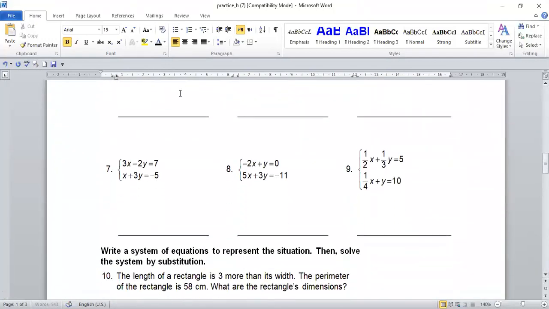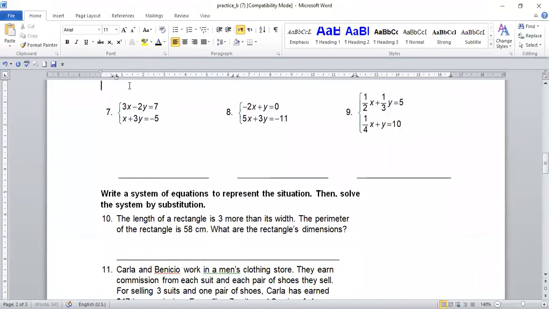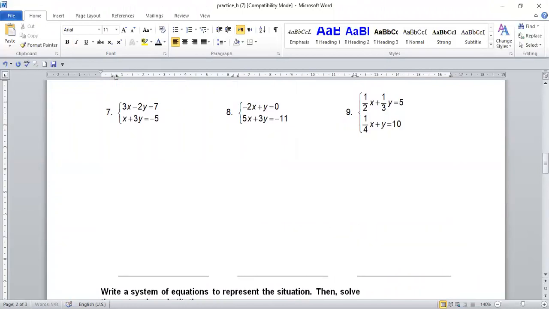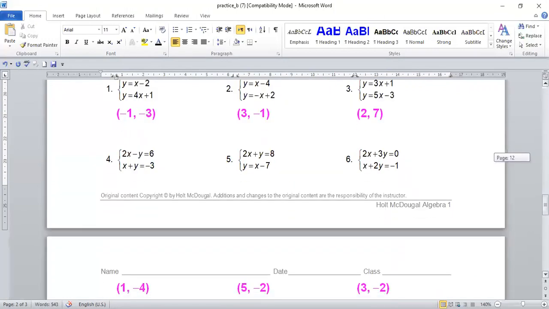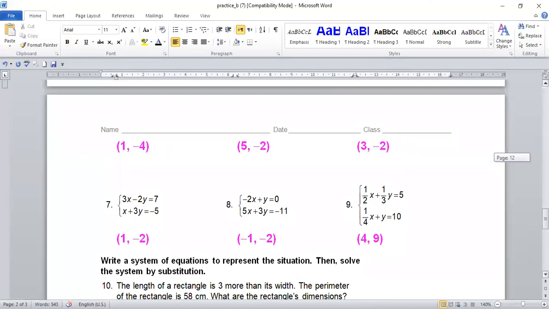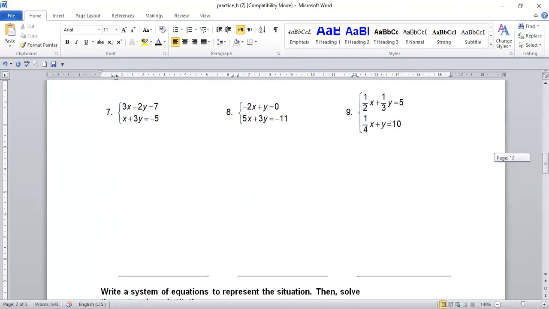Okay, now coming down to this part here. Question number 7. Let me first tell you the answer so that you will not get bored like how I'm getting. Number 7 is 1 and negative 2. So over here your answer is going to be 1 and negative 2. So let's see how to get it.